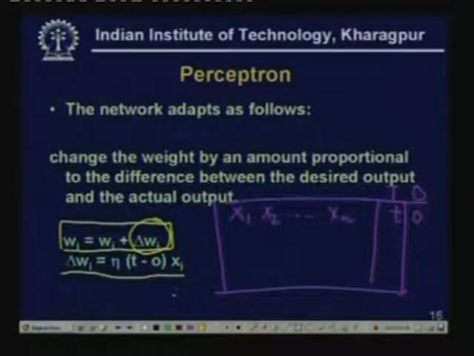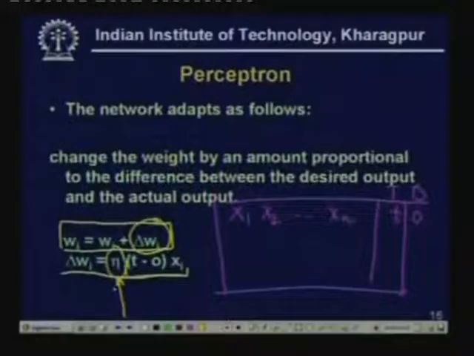proportional to t minus o times the input xi, and along with it we use this parameter eta, which is called the learning rate. If this learning rate is high, we make a bigger change. If eta is small, we make a smaller change. Now, let us see, suppose the target is 1. So, for this input the output should have been 1, but o is 0.